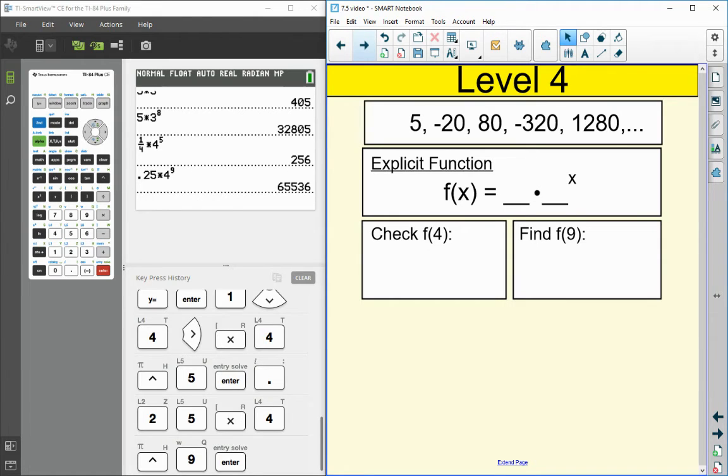Let's go ahead and pause the video so that you can see what you get, and then you are going to check it and make sure you got the right answer. Okay, hopefully you took that time to practice it.